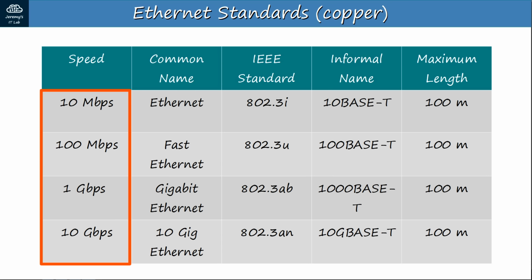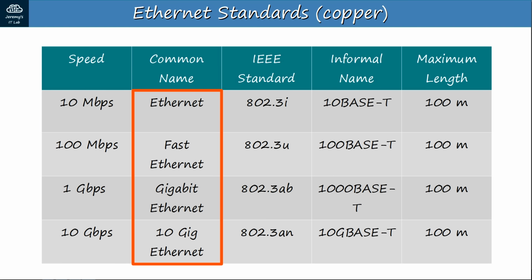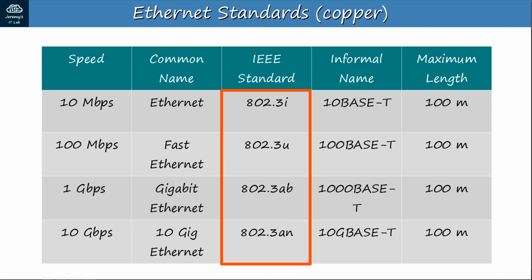The next column lists the common names. These are the names we usually use when talking about different network interfaces, cables, and their speeds, for example in a work environment. The next column lists the official IEEE standard in which they are defined. You would probably never use these names when talking with other network engineers about a cable, but you should be familiar with them.